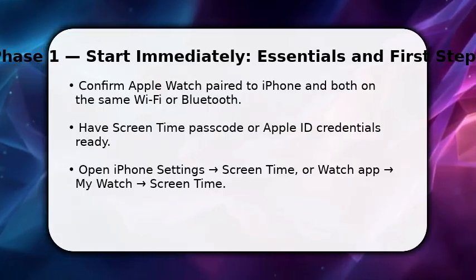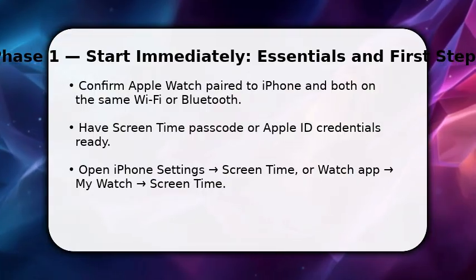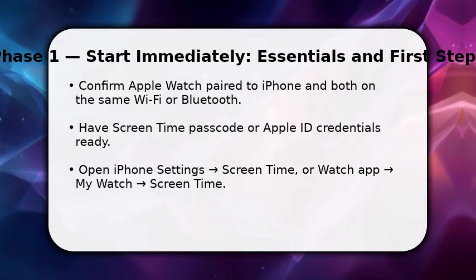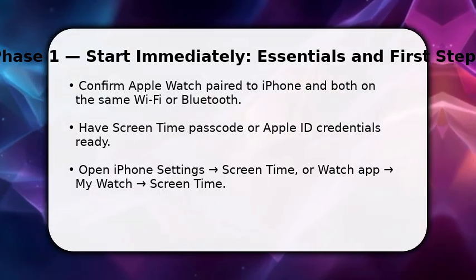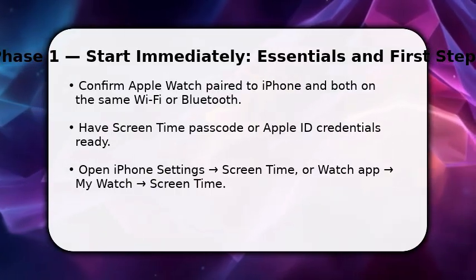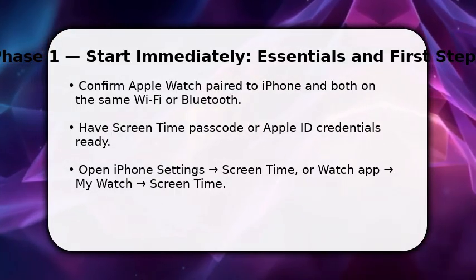You already paired the watch. Now act. On your iPhone, open Settings and tap Screen Time, or use the Watch app under My Watch. Make sure you have the Screen Time passcode available. If you don't, sign in with your Apple ID to reset it. Once you're in Screen Time, tap Downtime immediately.